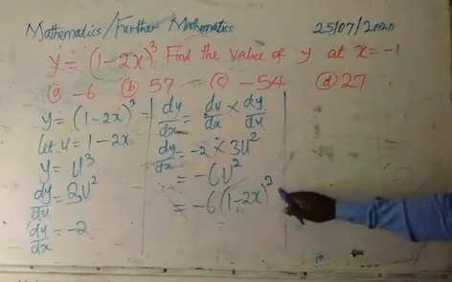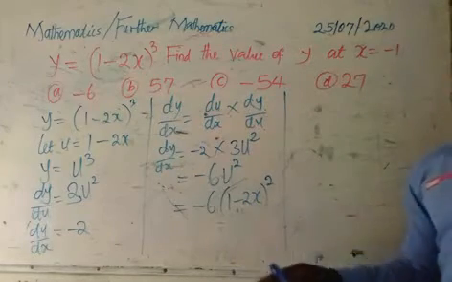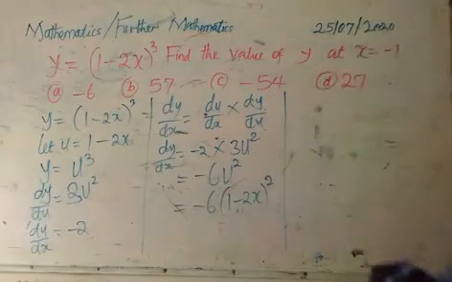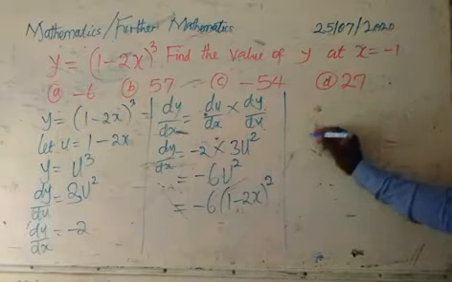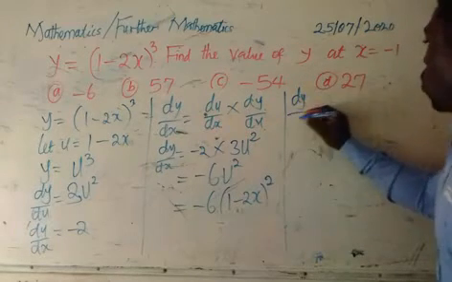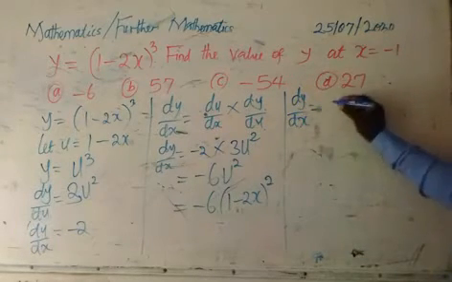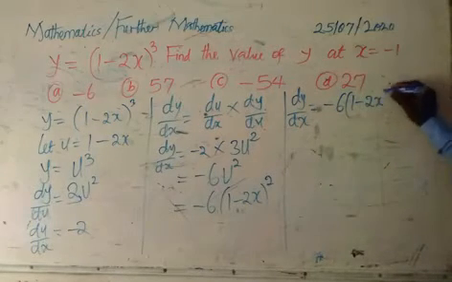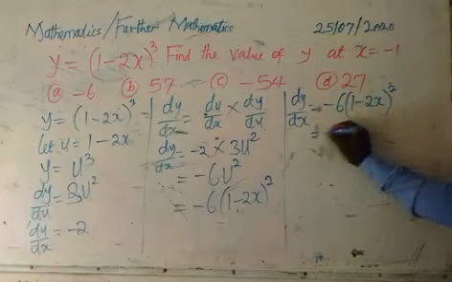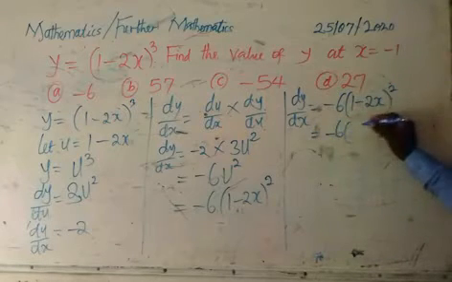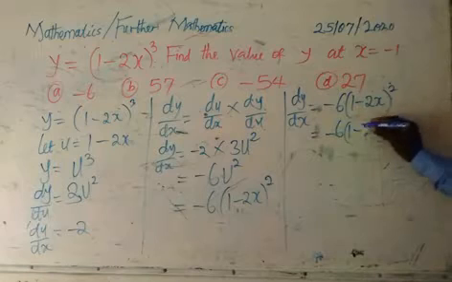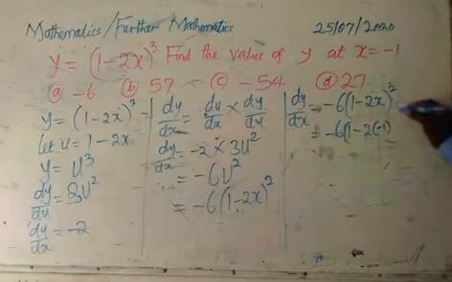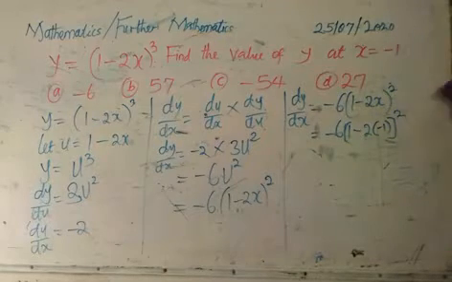So it is at this point that we're going to substitute the value of x given to us in the question. So we have dy/dx equal to minus 6 into (1 minus 2x), all raised to the power of 2. Now let's substitute: minus 6 into (1 minus 2 into minus 1, which is the value of x), everything raised to the power of 2.